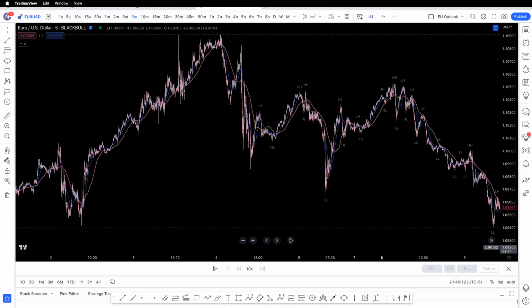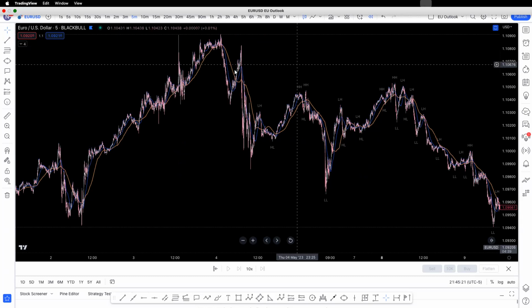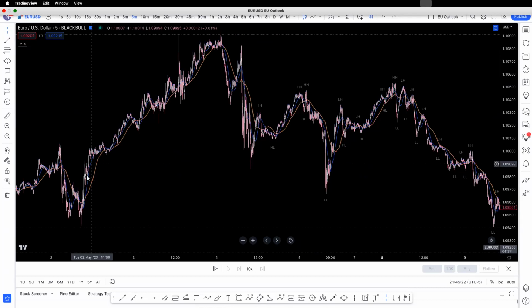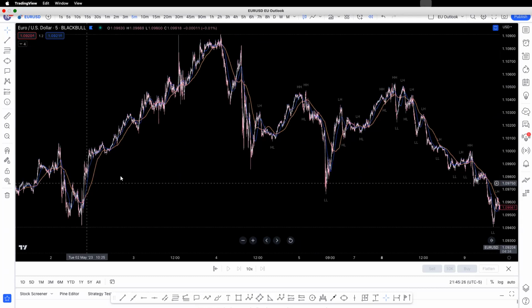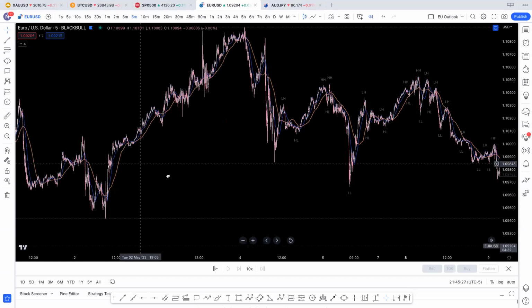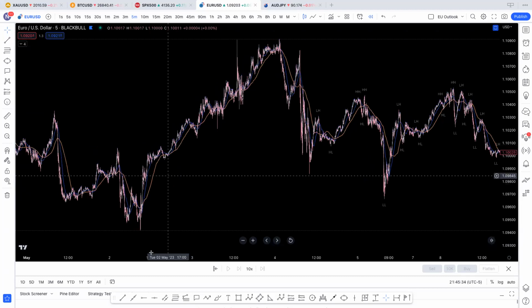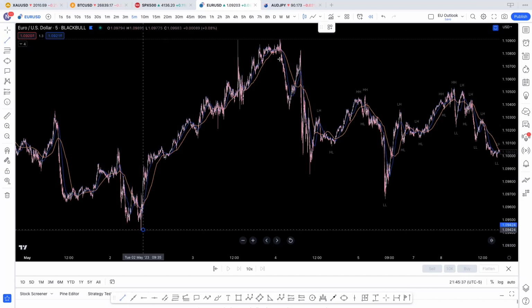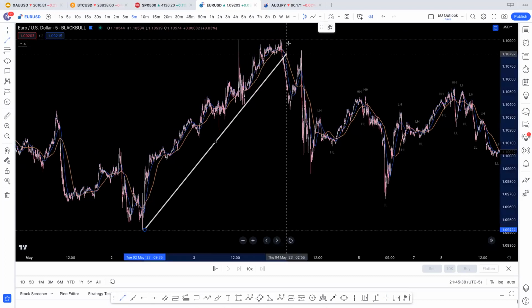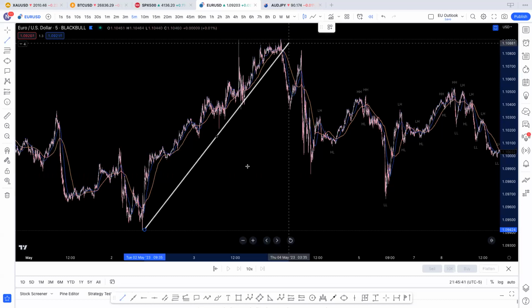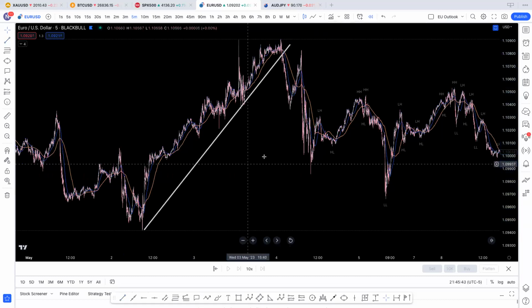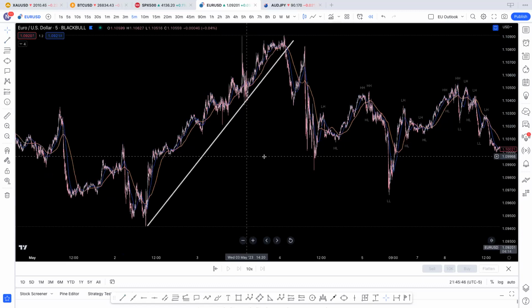I am specifically cherry picking this particular trend to help me identify all of my confluences for a continuation. So when I look at this particular trend, this is like the ideal trade for me, and I'm going to do my best to break this down.